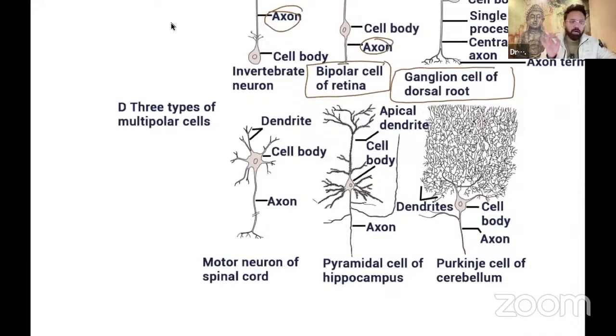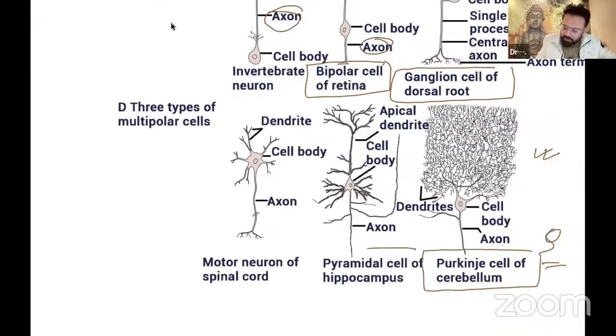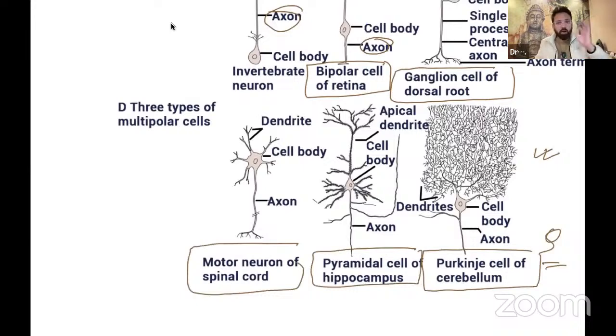Every image has been asked in your exam. A recent question was this one: they gave you this image and asked which cell this is, doctor? It is the Purkinje cell of the cerebellum. A recent MCQ in NEET PG as well as INICET examination. Then this is the pyramidal cell of the hippocampus, and this is the motor neuron. These are high yield topics. Please remember.